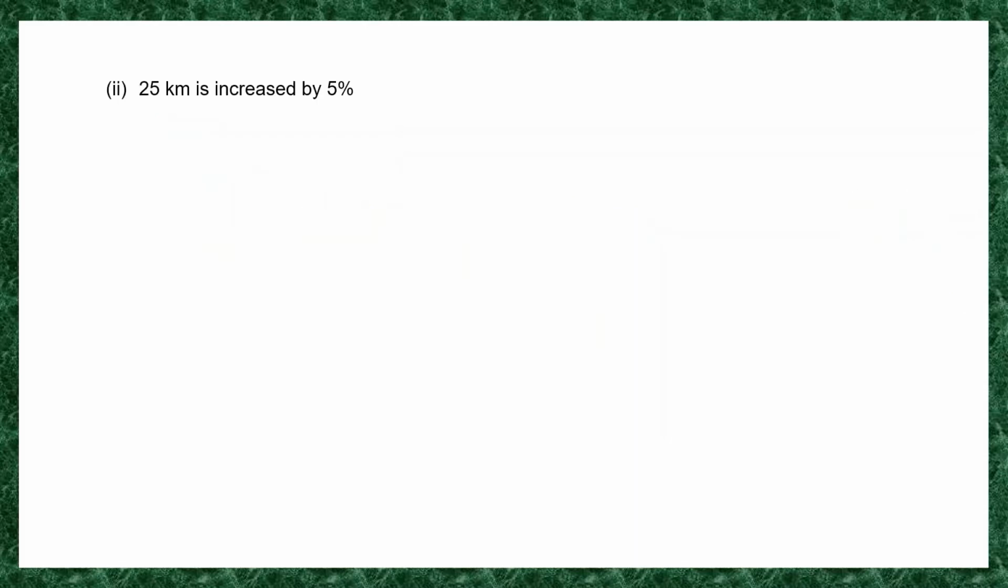Question 2. 25 kilometers is increased by 5%. So what do we get? Okay. So what is the resulting quantity? So first we need to find 5% of 25 kilometers. So let's find that. 5 by 100 into 25.